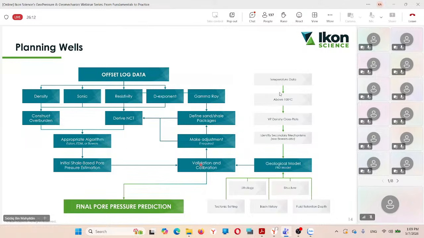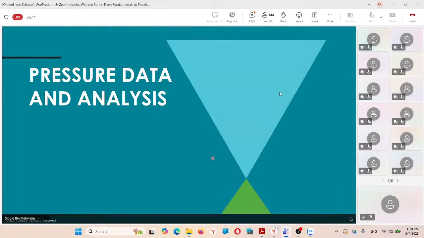So today, this is our focus: looking at this pressure data, trying to understand it, trying to analyze it, and see how this data can be used to check the assumptions we make when we are understanding the offset log data, and trying to come up with some prediction of what the planned well's pore pressure looks like. So today we're going to focus on direct pressure data analysis basically. So let's start with that, pressure data and analysis.